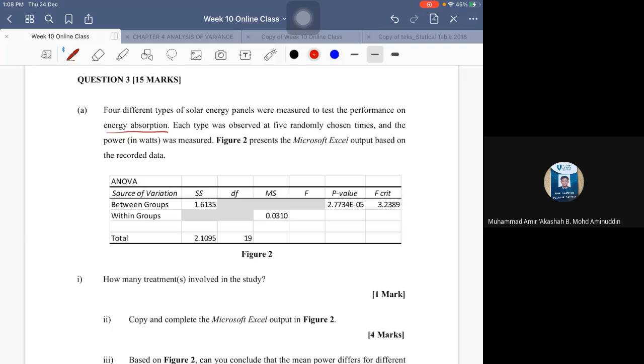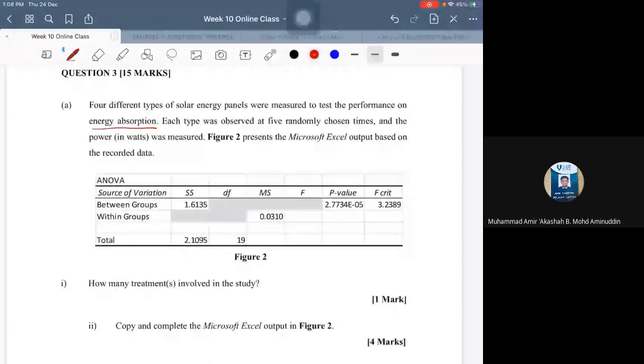If you have a look over here, even if the Excel table is already given, some of the elements are actually missing. That is why, even if you have an output, you still have to know how to use the table. So how do you find each of the elements in the table?